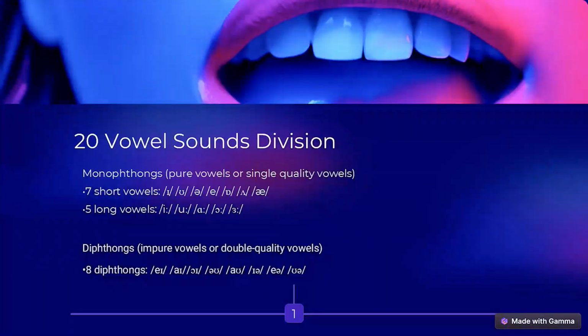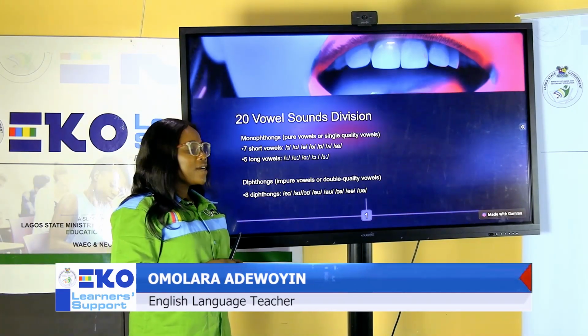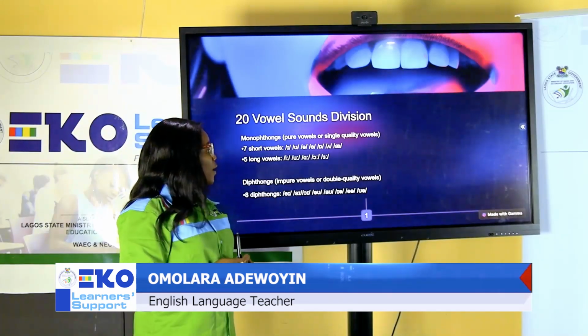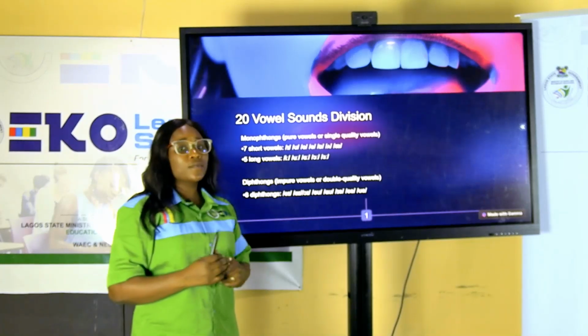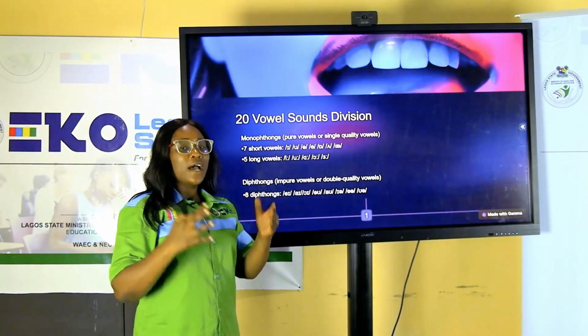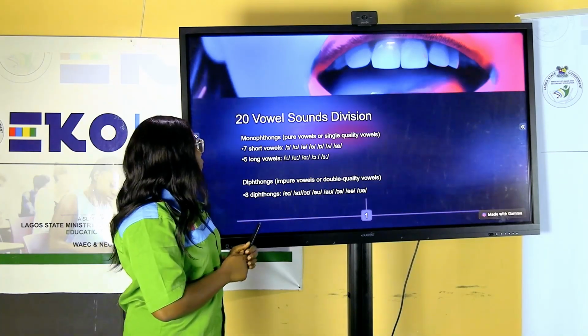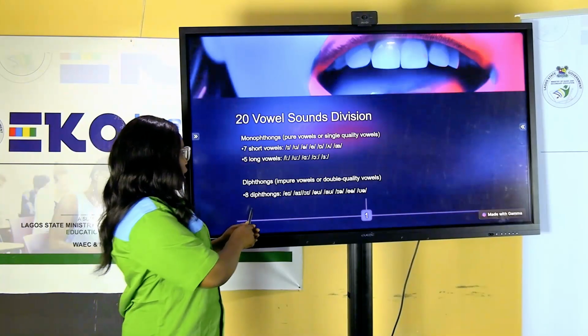S-E-A-T, seat. We have U in the word stool. We have A in the word fat. We have O in the word salt. We have the sound in the word girl, in the word cornel. All of those are examples of the 12 vowel sound monophthongs. Now let's look at the diphthongs.